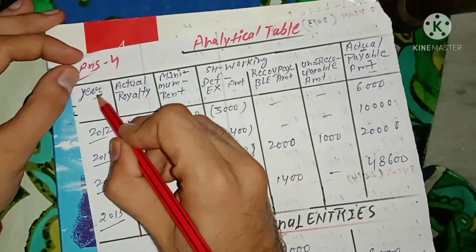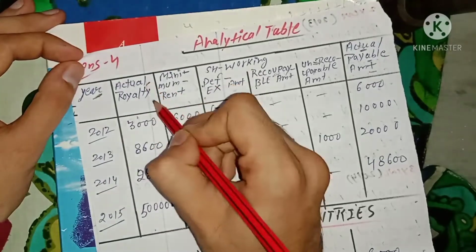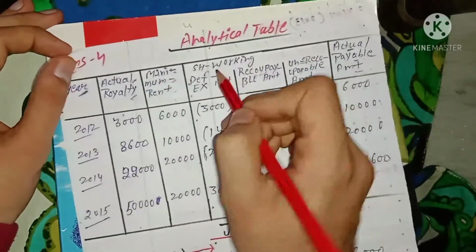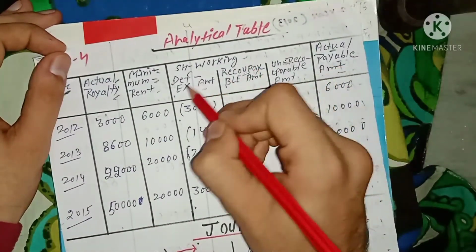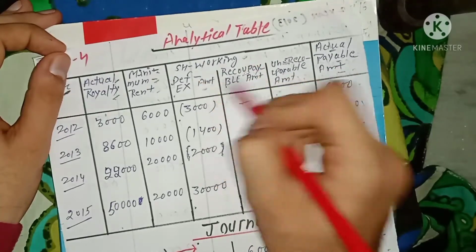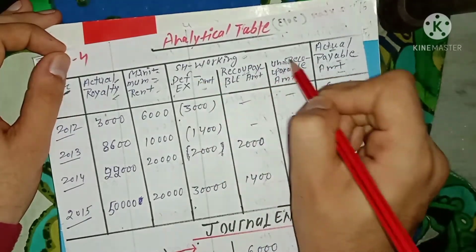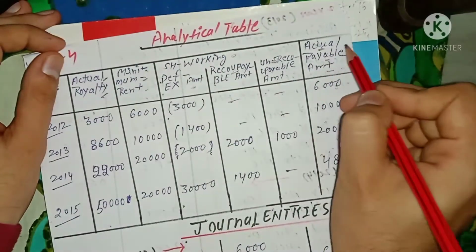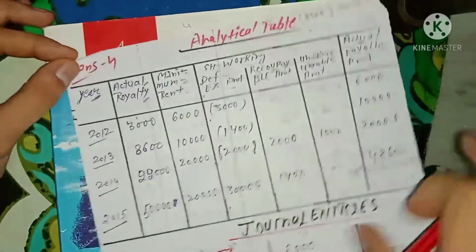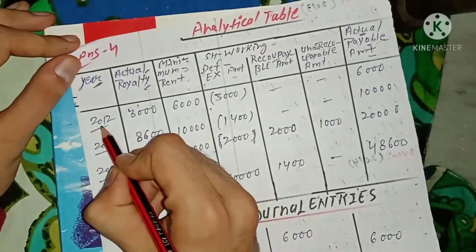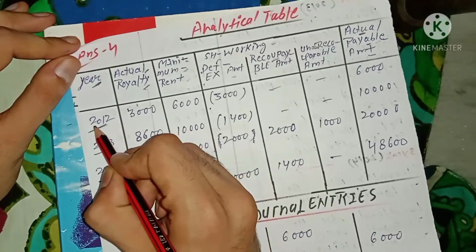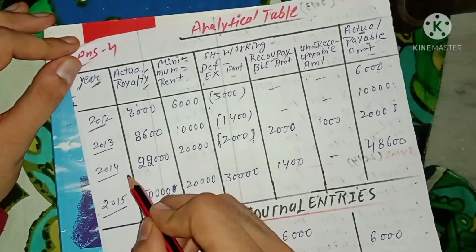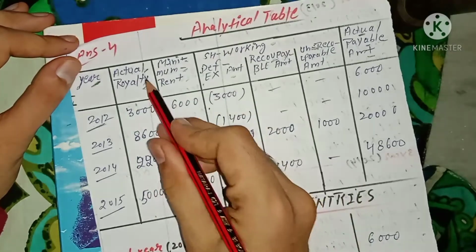In the first column, year, and in the next column, actual royalty, in the third column, minimum rent amount, in the next one, short working column which shows deficit amount, excess working amount, recoupable amount and unrecoupable amount of short working, okay. And in the end, actual amount which is payable to the lessor, okay. Now start writing with the year, first year, in the year of 2012, in the year of 2013, 14 and 15 as well.